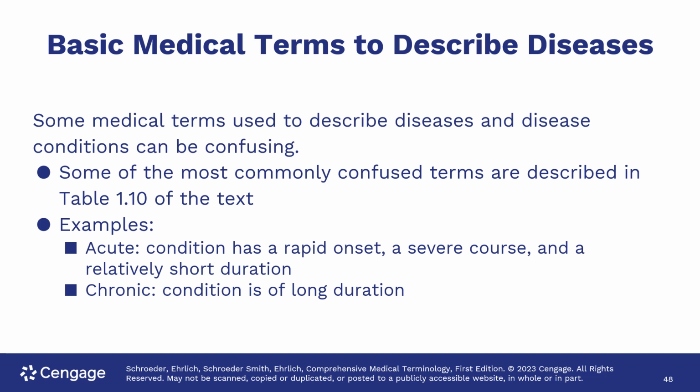So table 1.10 lists commonly confused words. I don't know how acute and chronic can be confusing, because that's pretty self-explanatory. But acute is sudden, rapid, and severe. It's like right now. And chronic is like constantly there. Like chronic fatigue. All you mothers out there know what I'm talking about.